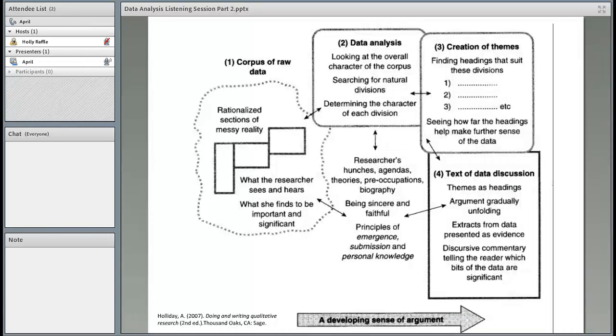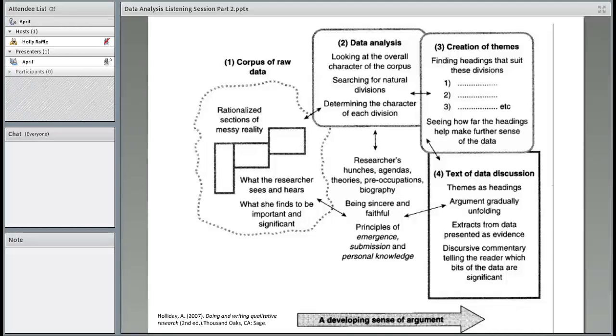So I just wanted to show this infographic from Holiday for a second to get us a sense of the process that we're going to be going over today. So we start with this raw data from our focus groups that represents the messiness of reality. And we're transitioning into step 2, looking at the overall character of what we have in our data and searching for natural division.